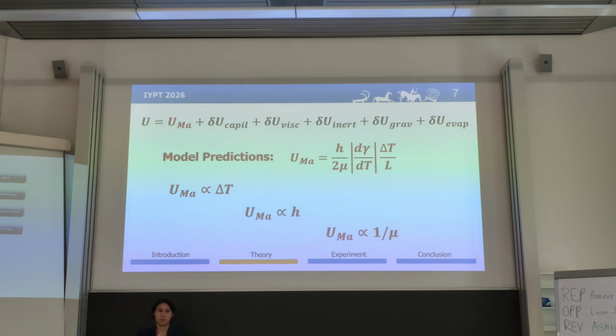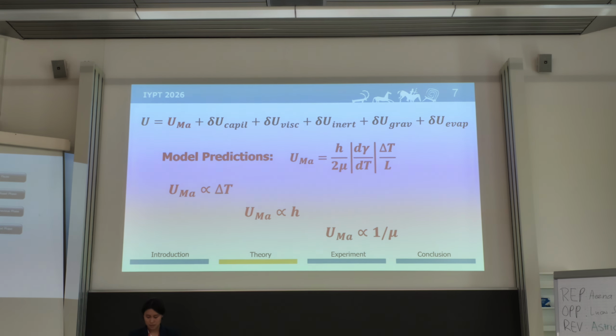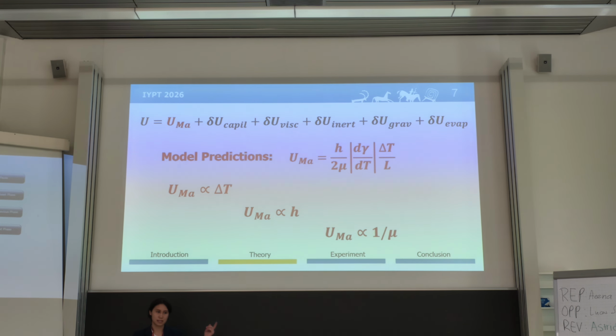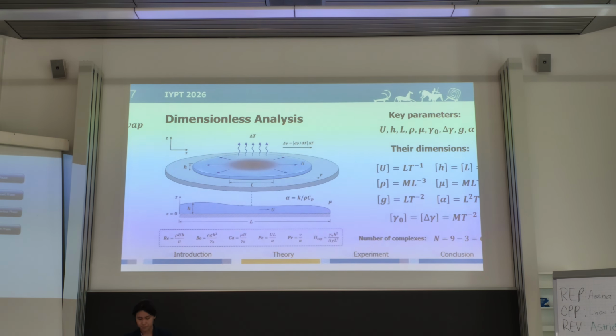So in my experiment, I say that the Marangoni effect is the main one, and we also have other effects that affect my experiment and theory. So that's the capillarity, viscosity, inertia, gravity, and evaporation. So based on the formula that I have concluded, I could say that my model predictions are based on the temperature difference between the center and the edge, the thickness of my fluid, and also the viscosity parameters.